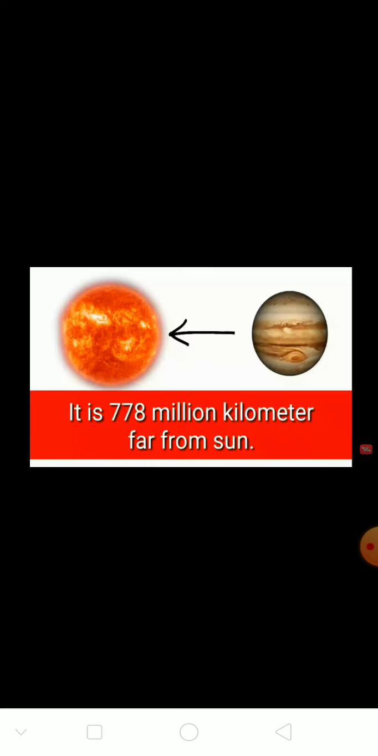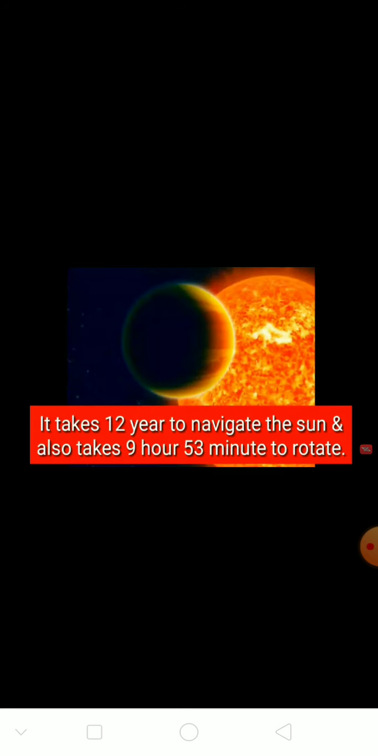It is 778 million kilometers far from the Sun. How much distance is there between Jupiter and the Sun? 778 million kilometers. It takes 12 years, 9 hours and 53 minutes to revolve around the Sun.